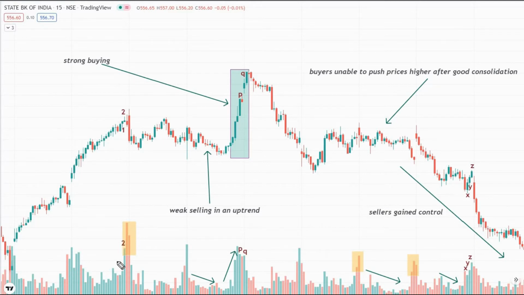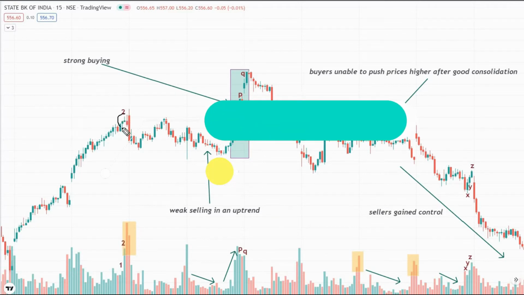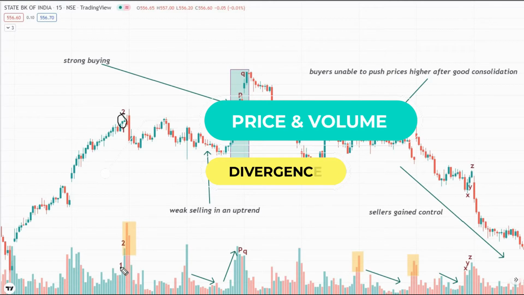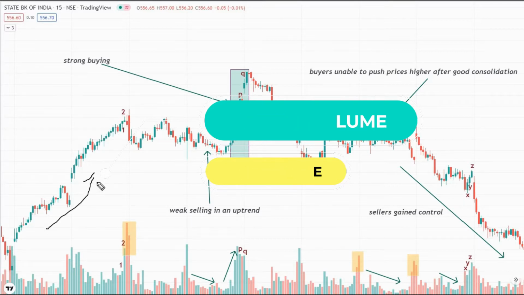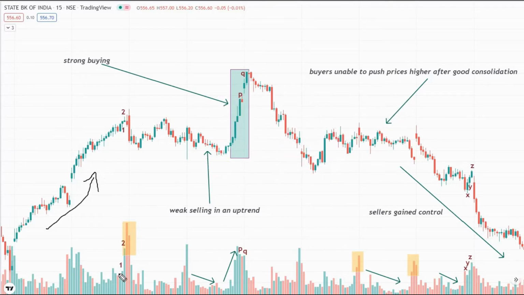Now compare these two bars and compare the volume. Here what is happening after this significant uptrend? Volumes have suddenly increased, but the spreads of the bars have become even narrower than here. So this is a price and volume divergence that is happening after an established uptrend.